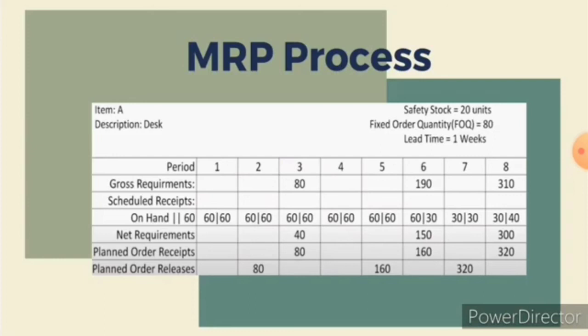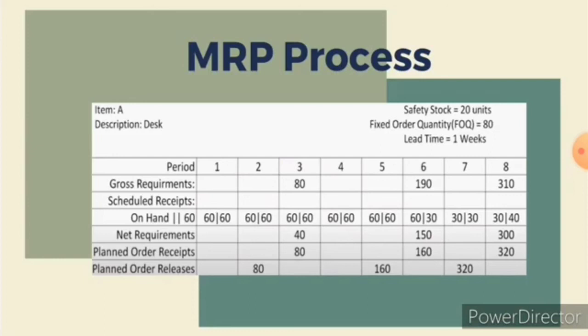So 60 plus 80, it will give us 140. So 140 units, i-minus na to siya sa 80 units sa customers. So it will give us 60 units, and that 60 units will be our ending inventory for period 3. On period 4, since wala man tay orders, we will have a 60 units of beginning and ending inventory.